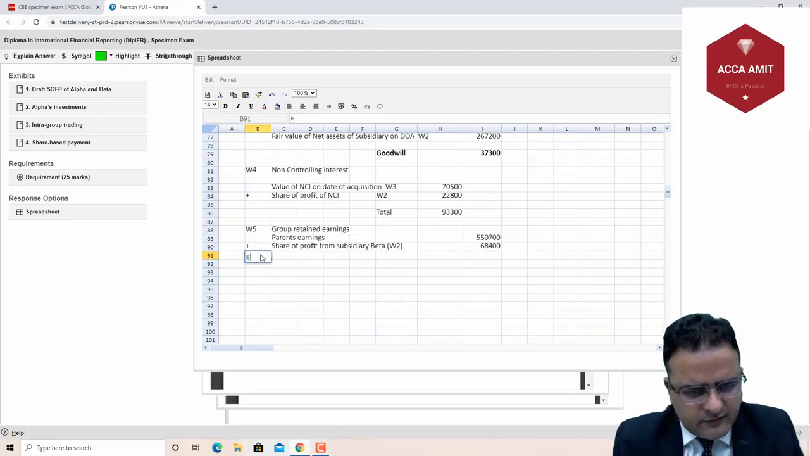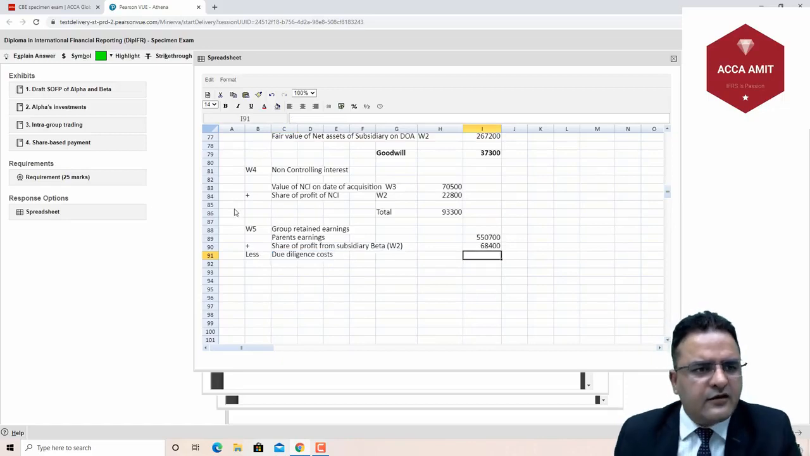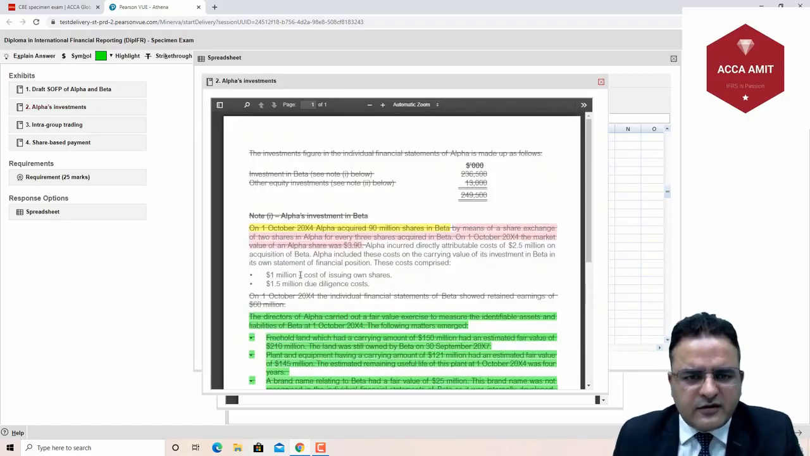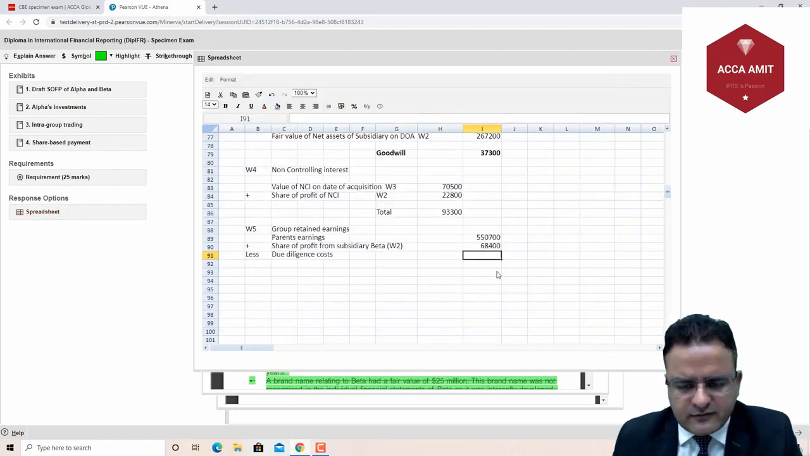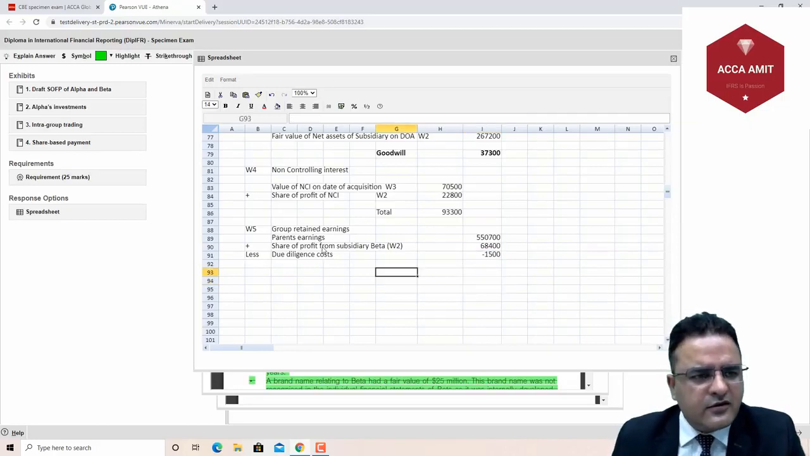Then there are less due diligence costs, which are to be deducted from Alpha's investments. If you remember, due diligence costs of 1.5 million are to be included. That is minus 1,500 to be included from due diligence costs.